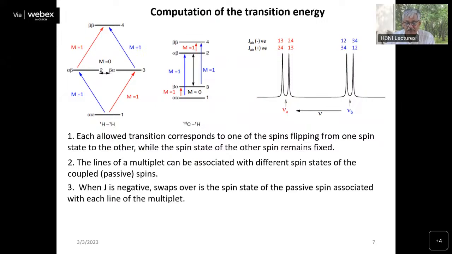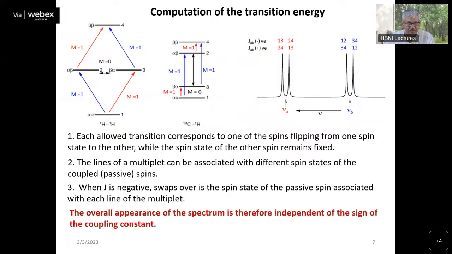When J is negative, that I told, it only swaps over the spin state of the passive spin associated with each line of the multiplet. Okay, so the lines are only just getting swapped, nothing else. So the overall appearance of the spectrum is therefore independent of the sign of the coupling constant.